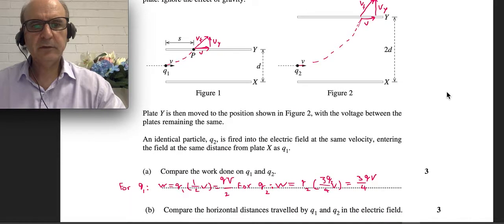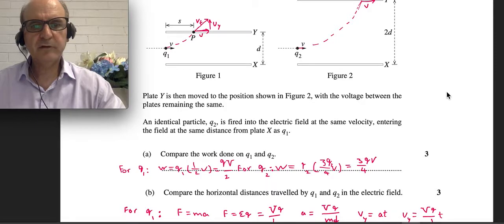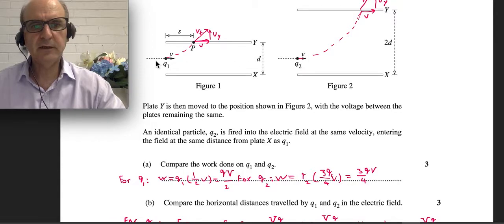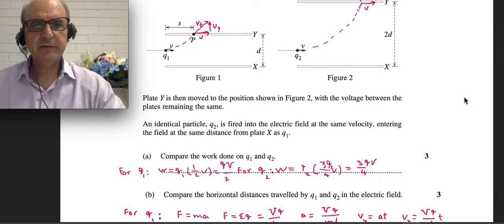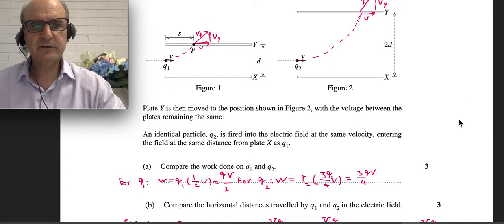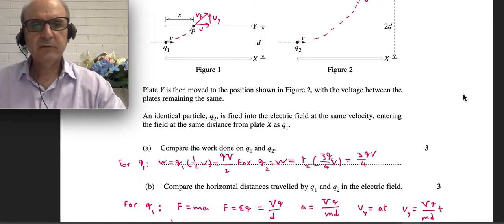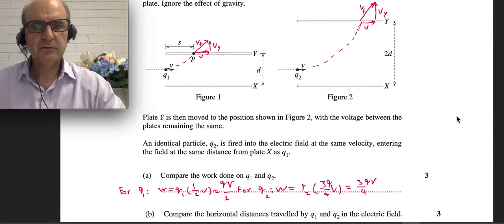An identical particle Q2 is fired into the electric field at the same velocity v as this, entering the field at the same distance from plate X as Q1. So here we have a distance of d on 2. So here also the distance is d on 2. Compare the work done on Q1 and Q2.